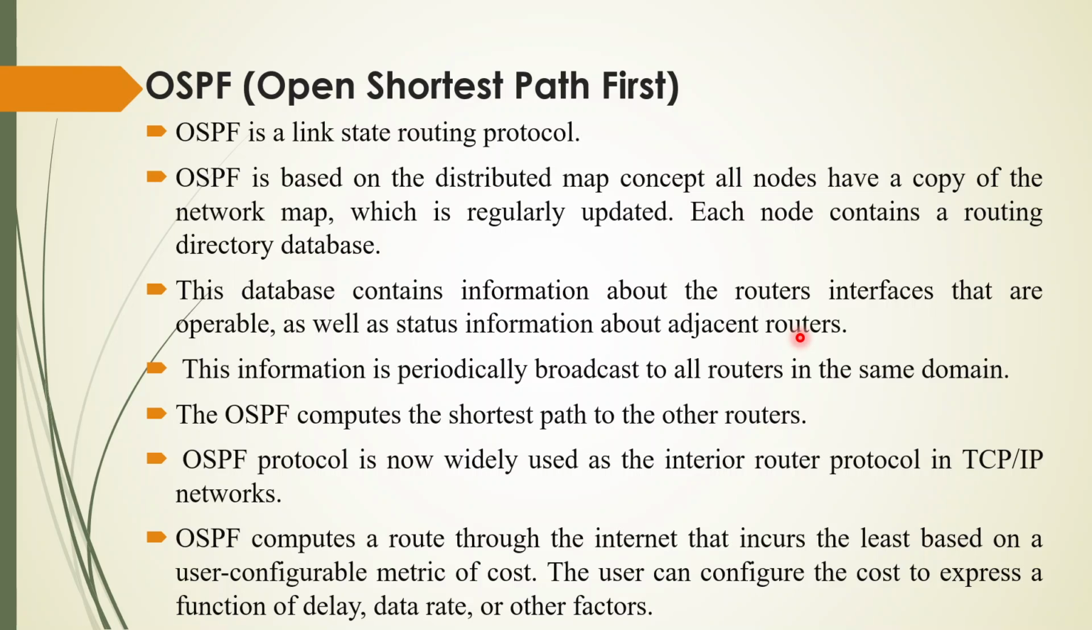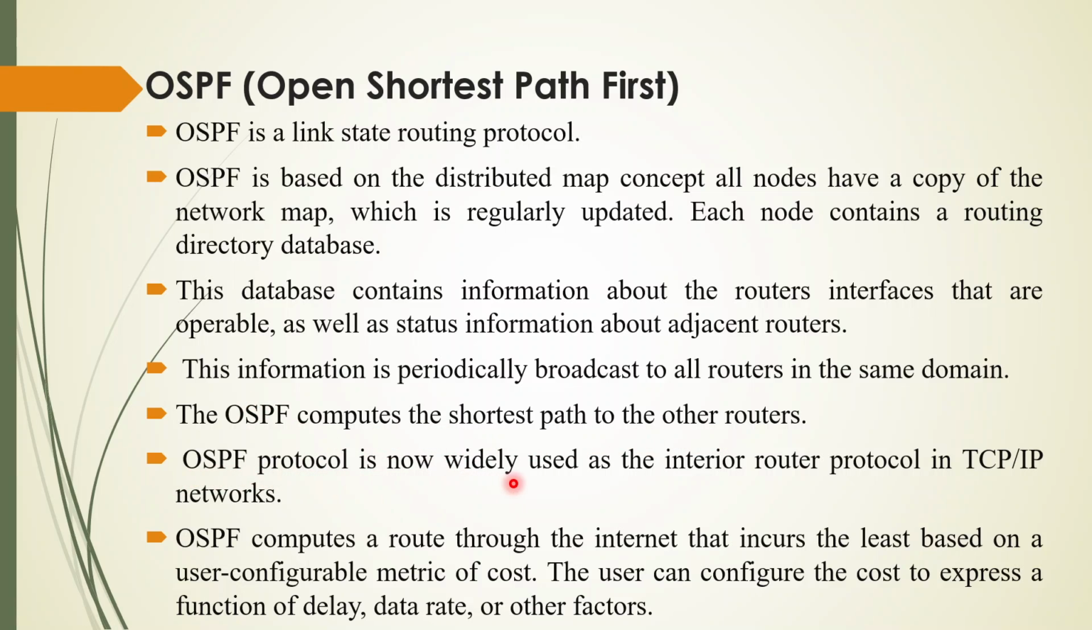The router has a left node and right node, so they are its adjacent routers. This information is periodically broadcast to all routers in the same domain, so routers must be in the same domain. All the information about the router is periodically broadcast to all other routers. OSPF computes the shortest path to the other routers. We have multiple paths between source and destination, so OSPF always computes the shortest path to the destination.